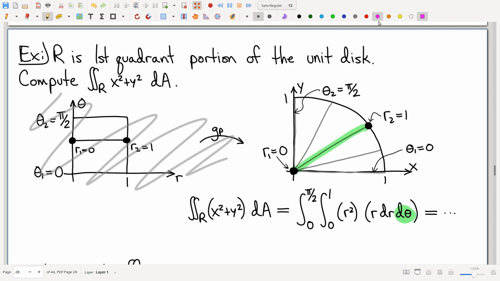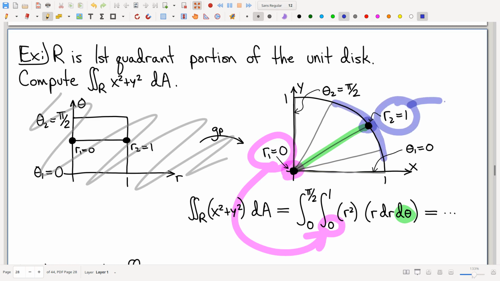Notice that R starts at that point where R is pretty clearly 0. Right? And R is going to end at that point, which is on this curve, which has that equation. Solve for R, and you get R equals 1. So we don't need the picture on the left at all.